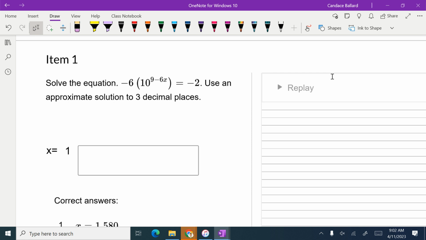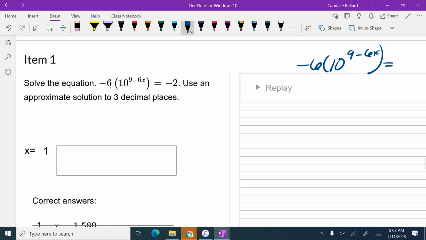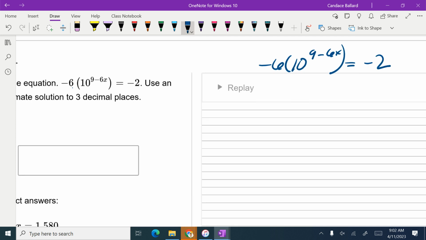Okay. All right. The first thing I have to do is get this 6 to the other side. So I'm just going to rewrite it. And you guys, the steps of these problems are identical every single time. So if you practice, you should know the steps. Okay? Even if you practice the same problem over and over, you should know the steps. All right, I'm going to start by dividing both sides by negative 6.